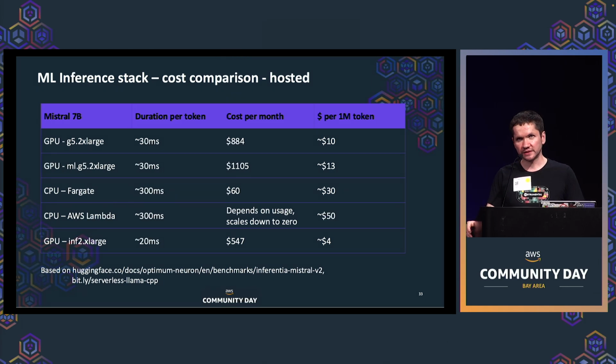Here we can compare different CPU and GPU options for running, in this case, Mistral 7B, because I think it's currently one of the best performing smaller models. Things to note here: obviously there is a cost per month, and for CPU, the cost per month is smaller than for GPU. Who would have guessed?